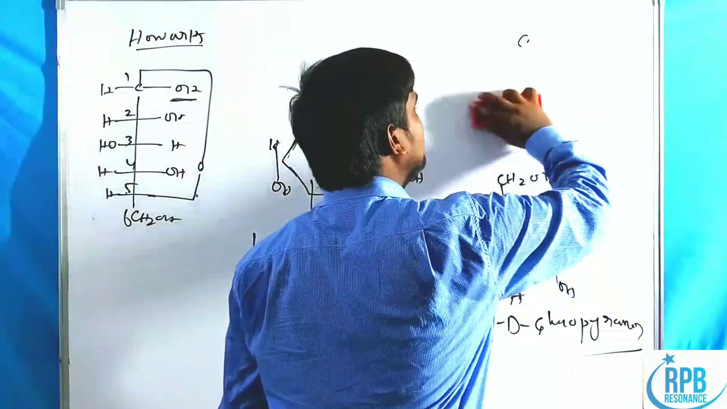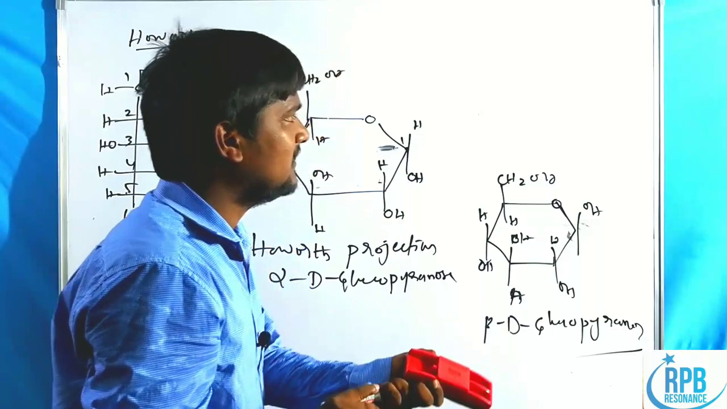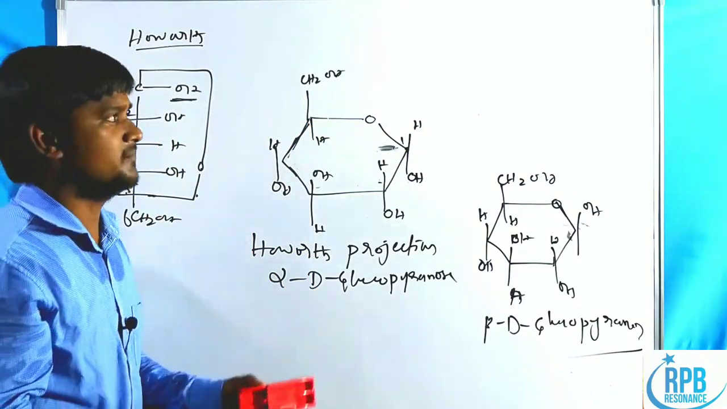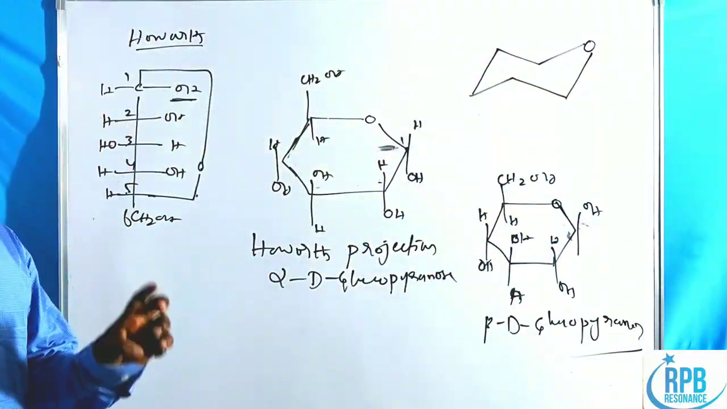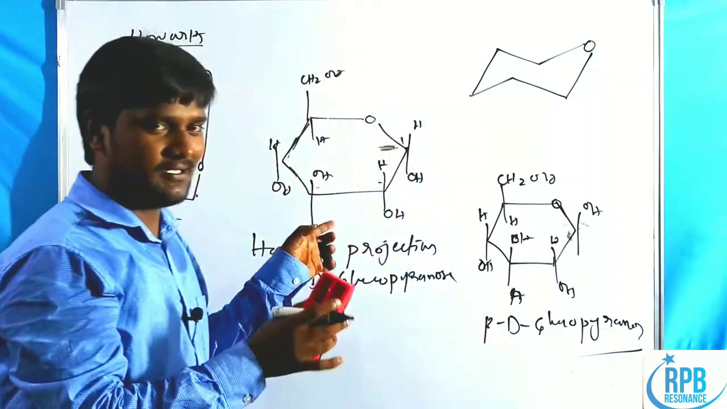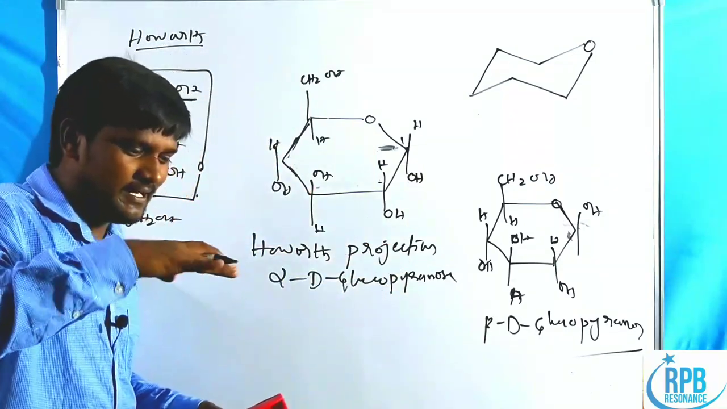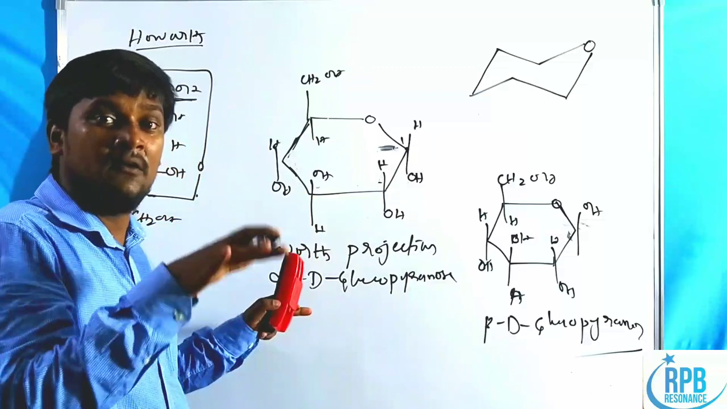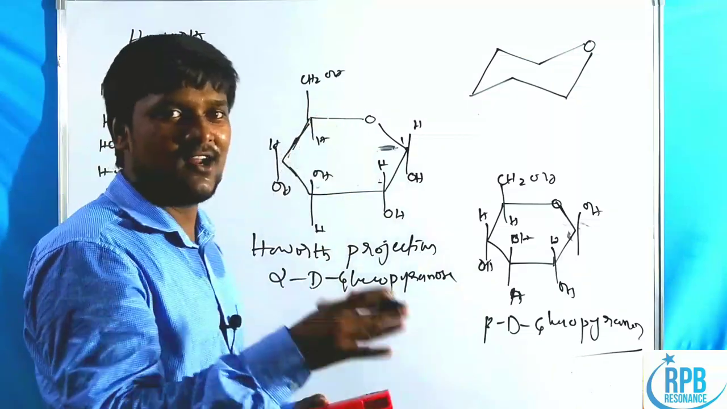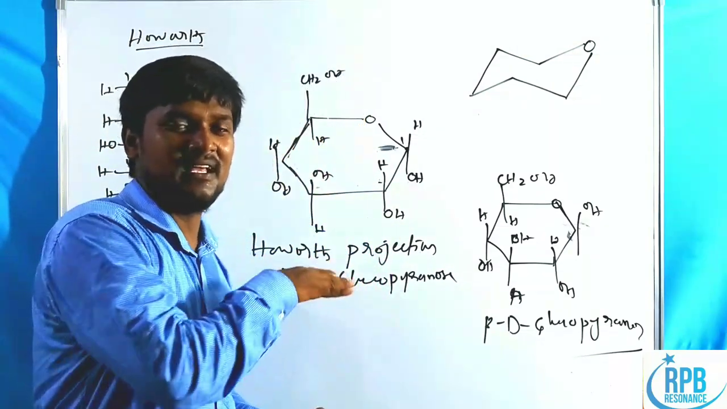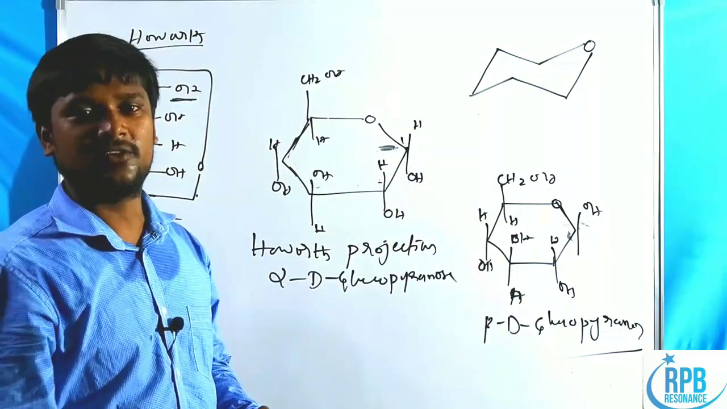So from the Haworth projection, we will convert the Haworth to the chair conformation. So in case of the chair, the top position is occupied by the oxygen atom. Now here it is a simple chair conformation for any type of carbohydrates, mainly aldohexoses. It is obvious that the downside groups of the Haworth are always down, and the upside groups of the Haworth are always up. Either it is axial or equatorial, doesn't matter. If it is present at the top or bottom position, it appears always bottom, whether it is axial position or equatorial position, doesn't matter.